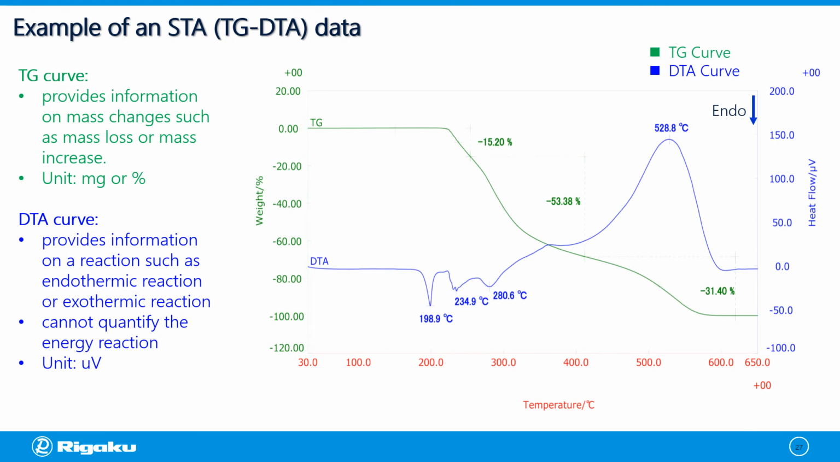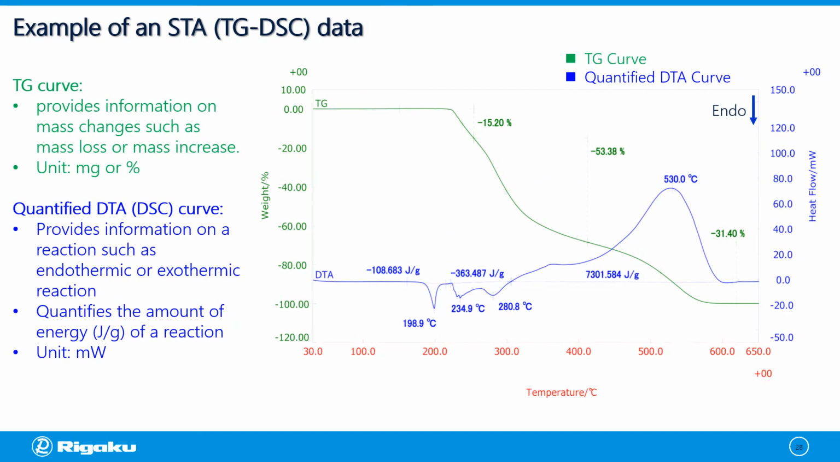This is an example of STA data, or TG-DTA data, where the TG curve provides information on mass changes such as mass loss or mass increase, quantified in terms of milligrams or percentage. On the other hand, the DTA curve provides information on a reaction that can be described as an endothermic or exothermic reaction, expressed in microvolts. However, it cannot quantify the amount of energy directly.